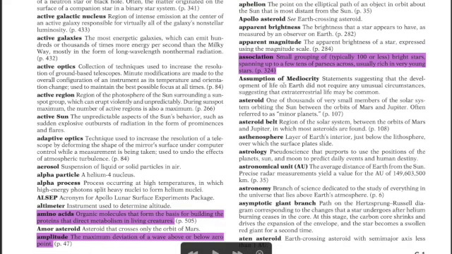Assumption of mediocrity: statements suggesting that the development of life on Earth did not require an unusual circumstance, suggesting that extraterrestrial life may be common. This is a thesis. Assumption of mediocrity.